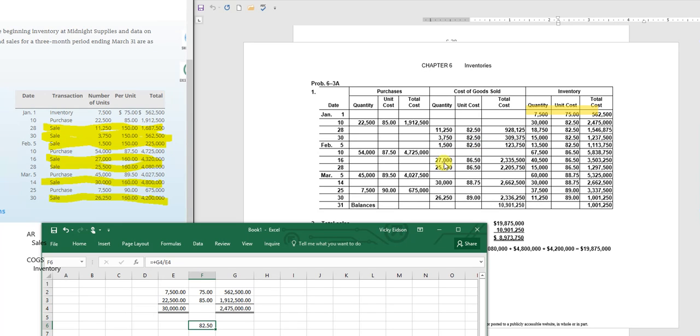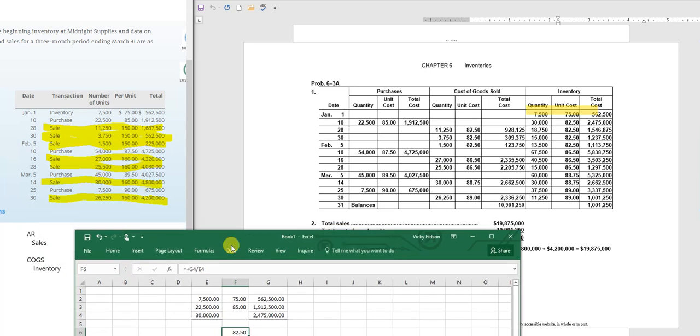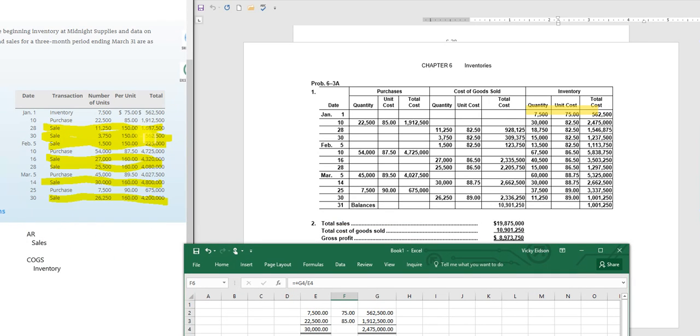So now my cost of goods sold, let's go over here and look at your journal entry. Accounts receivable sales will be 1,687,500. Cost of goods sold inventory is 928,125. Accounts receivable sales 562,500. Cost of goods sold inventory 309,375. Accounts receivable sales 225,000. Cost of goods sold inventory 123,750.